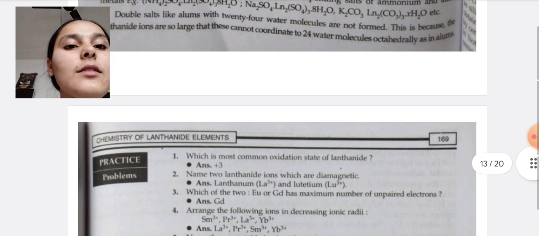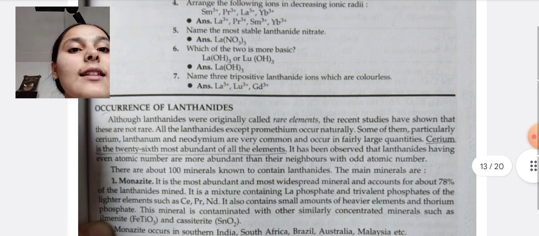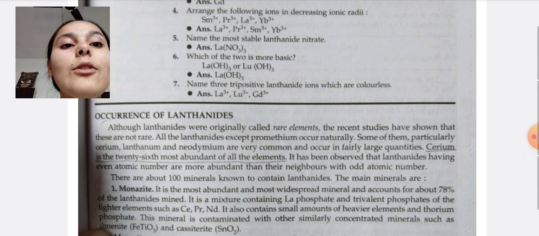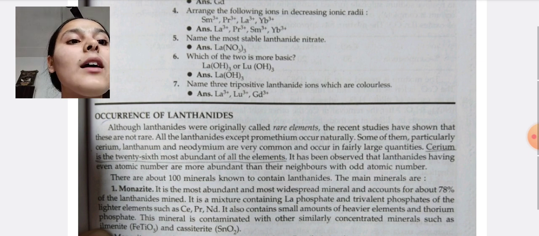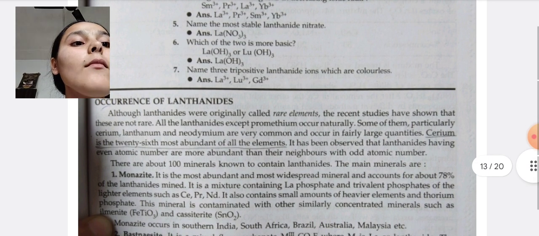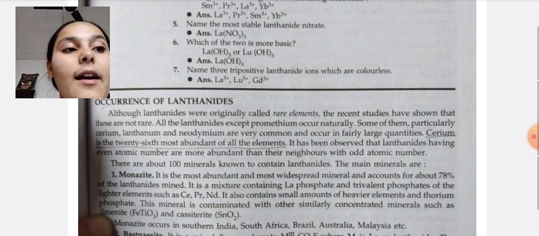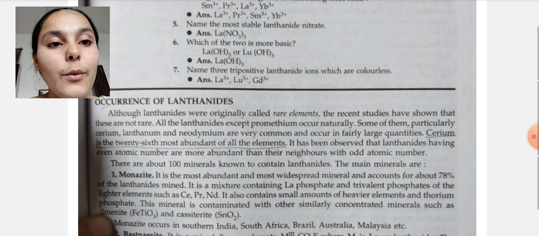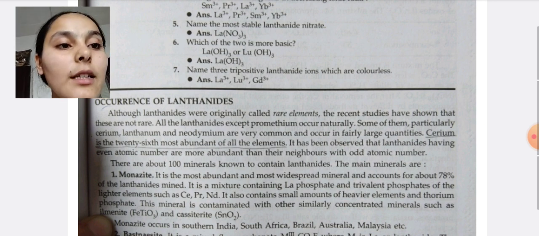Occurrence of lanthanides. Although lanthanides were originally called rare earth elements, recent studies have shown that these are not rare. All the lanthanides except promethium occur naturally. Some of them, particularly cerium, lanthanum, and neodymium, are very common and occur in fairly large quantities. Cerium is the 26th most abundant of all elements. It has been observed that lanthanides having even atomic number are more abundant than their neighbors with odd atomic number.